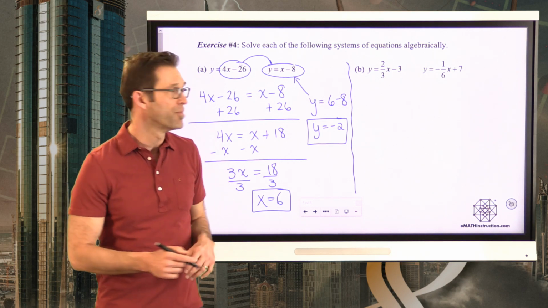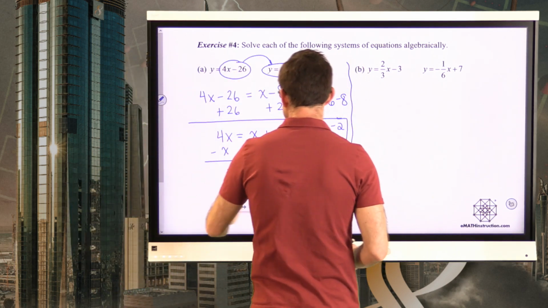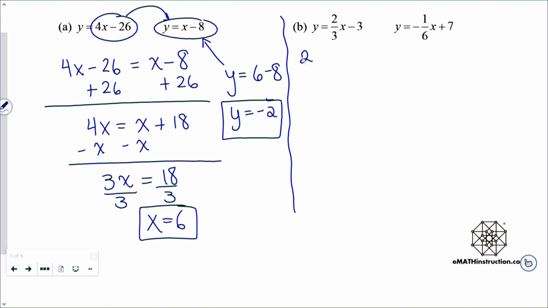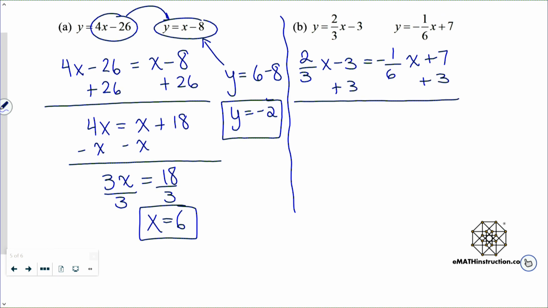All right, let's go through it. Really, the procedure is exactly the same, right? There's really nothing much that's different. The thing that's going to be more challenging is the work with the fractions. So I've got 2/3 x minus 3 equals -1/6 x plus 7. Again, for me, I think I'm going to move my numbers over first. So that's going to give me 2/3 x is equal to -1/6 x plus 10.